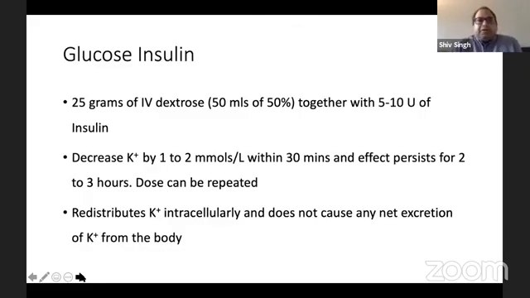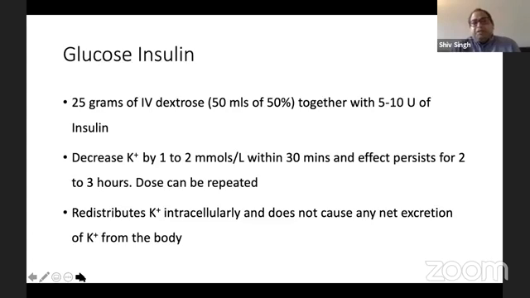So how do we use glucose insulin? In glucose insulin, you give 25 grams of IV dextrose, that is 50 mLs of 50% dextrose. To this, we add around 5 to 10 units of insulin. This decreases potassium by about 1 to 2 millimoles within 30 minutes, and these effects can persist for 2 to 3 hours. So it buys you time, so that you can find out the cause, or decide whether the patient needs to be moved to a higher center or intensive care for dialysis. And you can always repeat the dose.